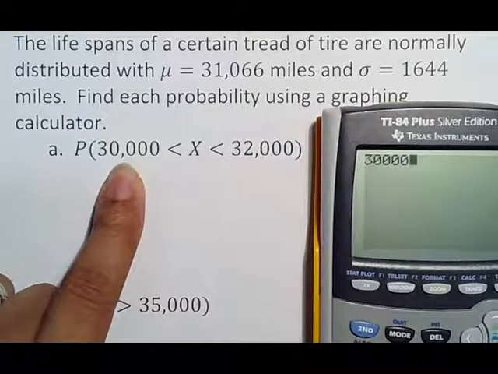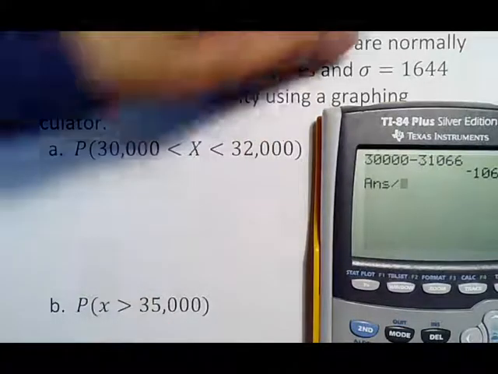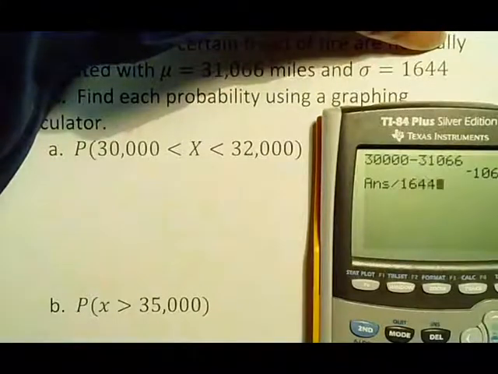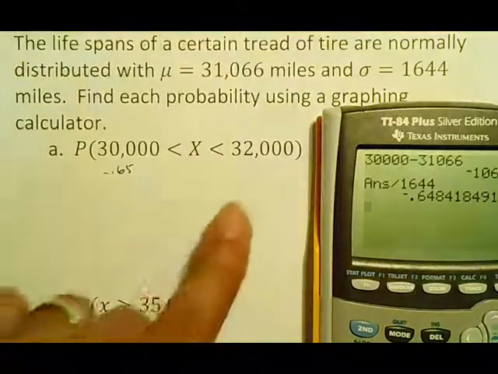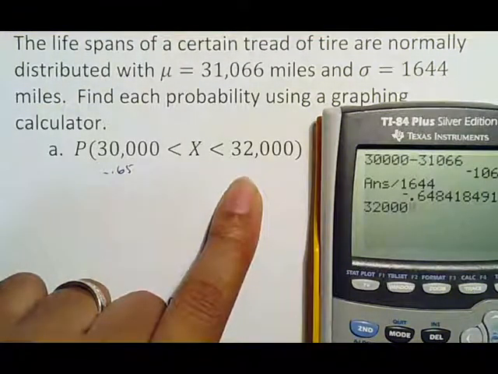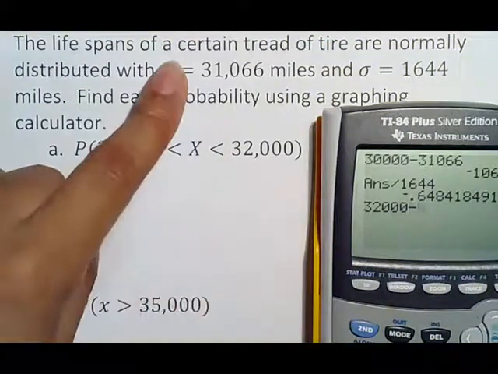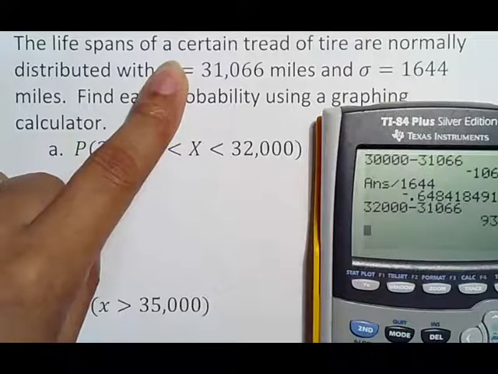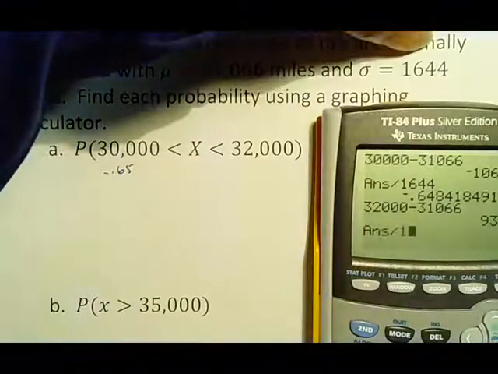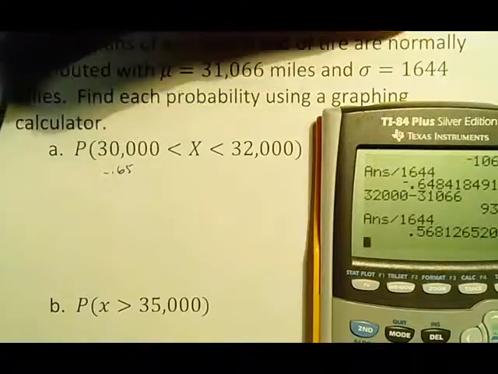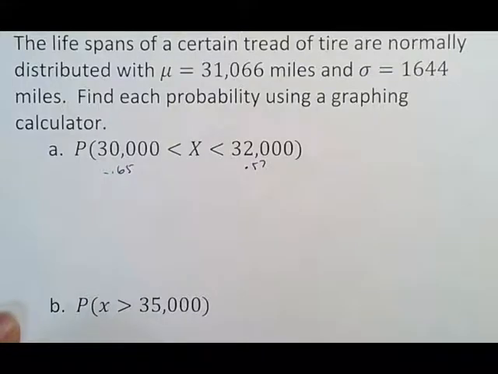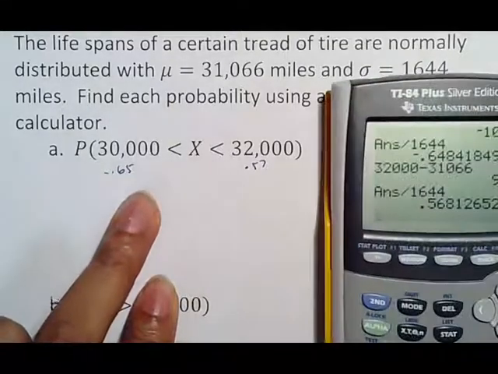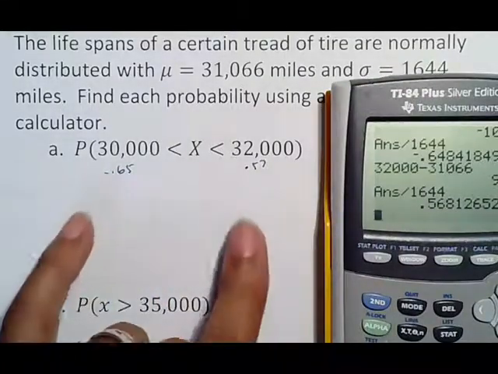So 30,000 minus 31,066 equals, divided by your standard deviation, which is 1644, which is negative 0.65, and then do 32,000 minus 31,066 divided by my standard deviation, which is 0.57. And so now what we want to do again is graph that, and that's all it is, just taking that.